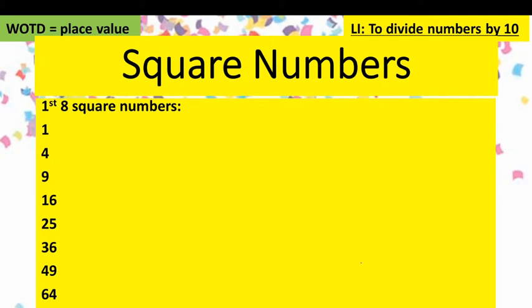So 1 times 1 is 1, so 1 is a square number. 2 times 2 is 4. 3 times 3 is 9, 4 times 4 is 16, 5 times 5 is 25, 6 times 6 is 36, 7 times 7 is 49, and 8 times 8 is 64. If you had some multi-link cubes, which we have used before in class, then you would be able to show that they're square numbers by making them into perfect squares with those cubes.